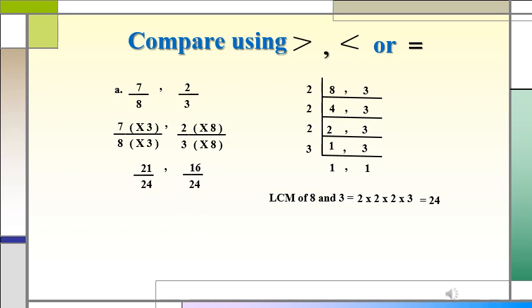16 by 24. Now both the fractions are converted into equivalent fractions, so we can compare easily. The denominators are same, so the greater numerator becomes the greater fraction. As you can see, 21 by 24 is a greater fraction than 16 by 24. Hence we can say that 7 by 8 is a greater fraction than 2 by 3. I hope students you have understood this sum well.